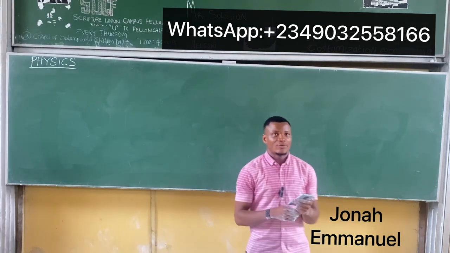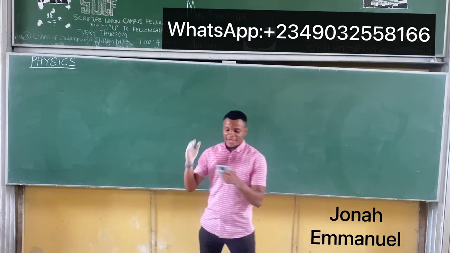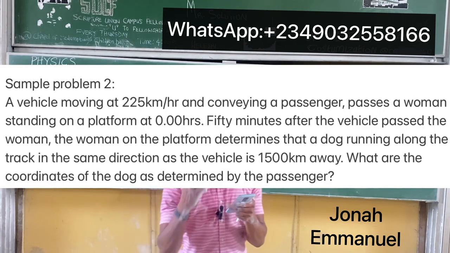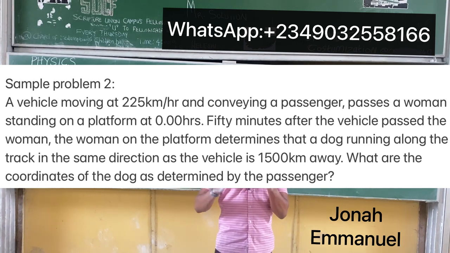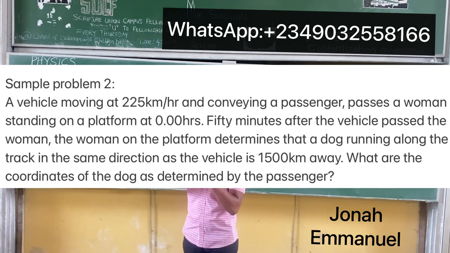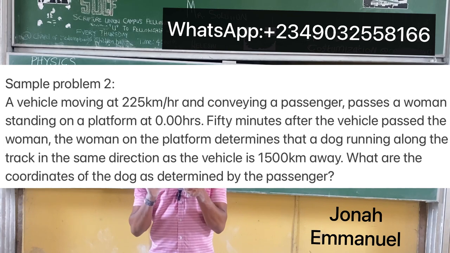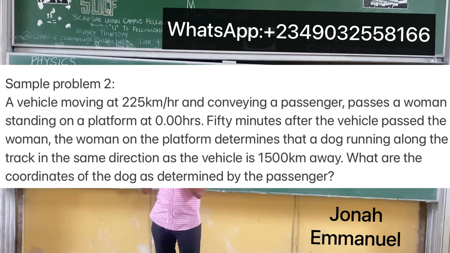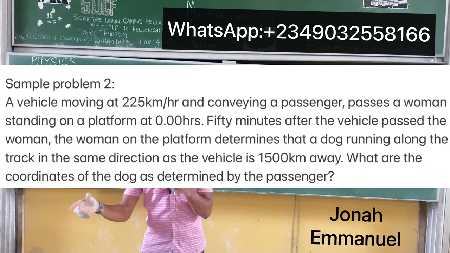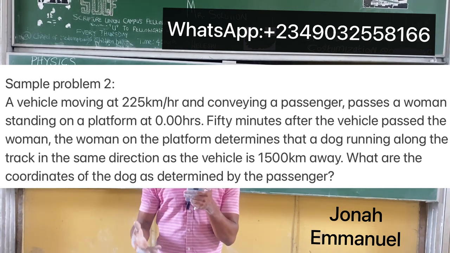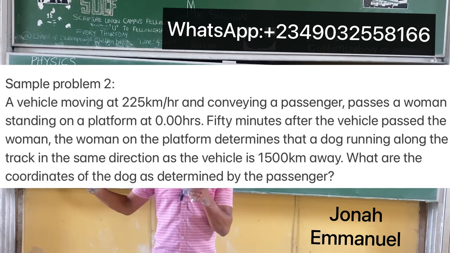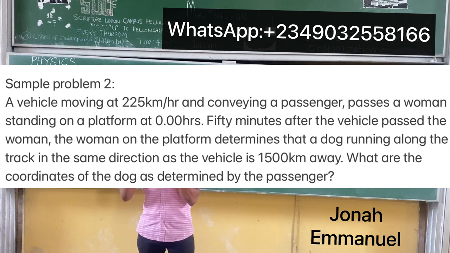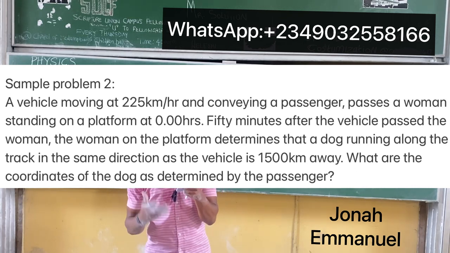Please check example two. A vehicle moving at 225 km per hour and conveying a passenger passes a woman standing on a platform at 0.00 hours. 50 minutes after the vehicle passed the woman, the woman on the platform determines that a dog running along the track in the same direction as the vehicle is 1,500 kilometers away.